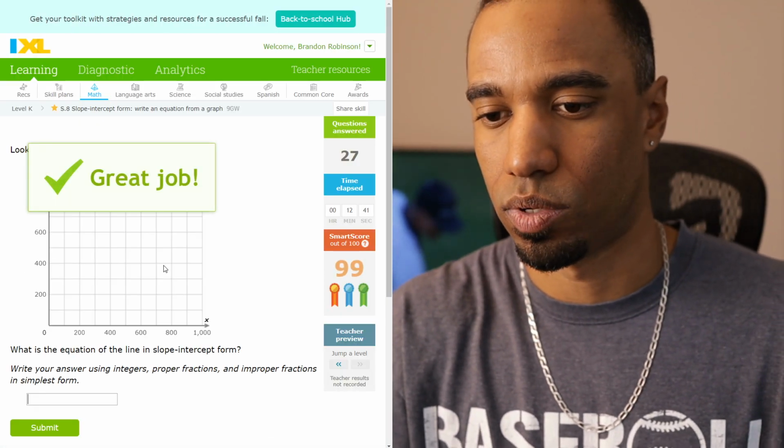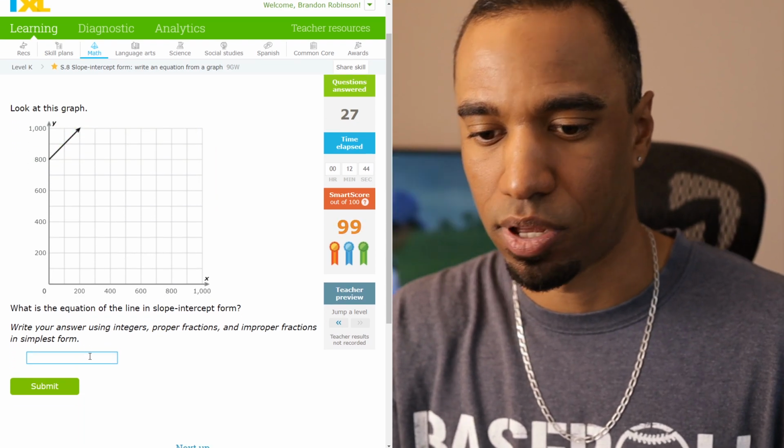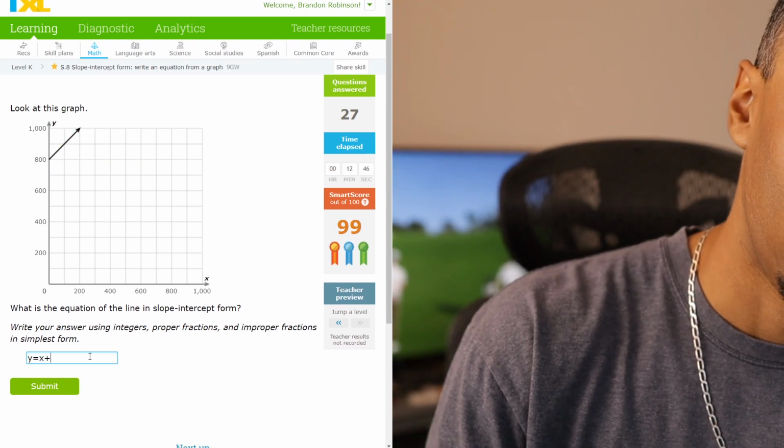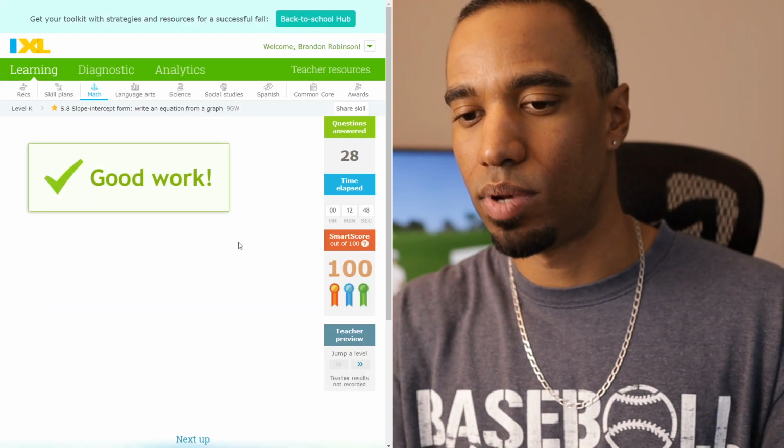And let's see how this last one turns out. And x plus 800. Okay. Not very fun. So what I'm going to do now, I got one more set that I'm going to do, and it's converting from point slope form to slope-intercept form and converting from standard form to slope-intercept form.